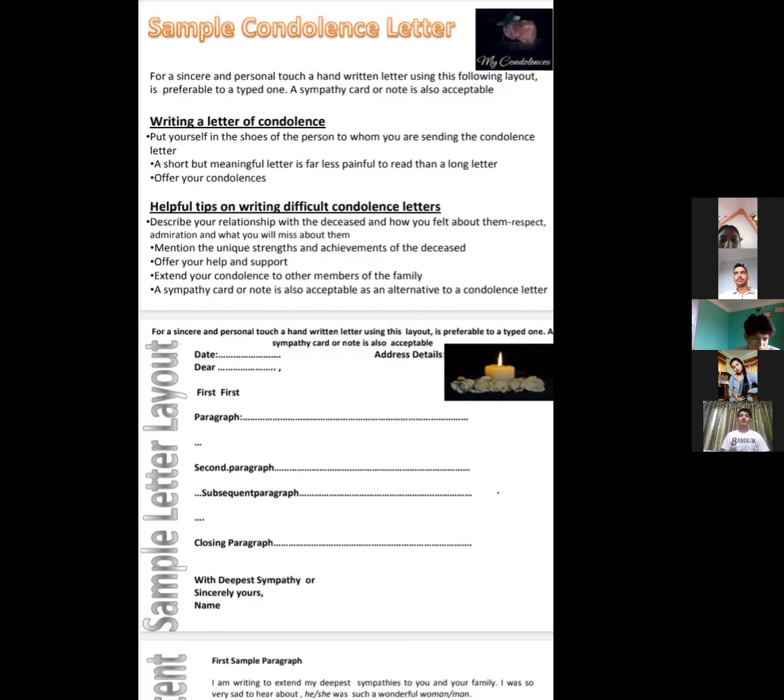Okay, so number one, first paragraph, situation. Second paragraph, start with a description of your friend or whoever else is dead, the dead one. First one, situation. First one, scenario.